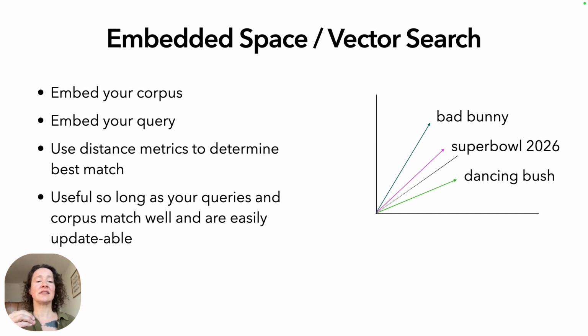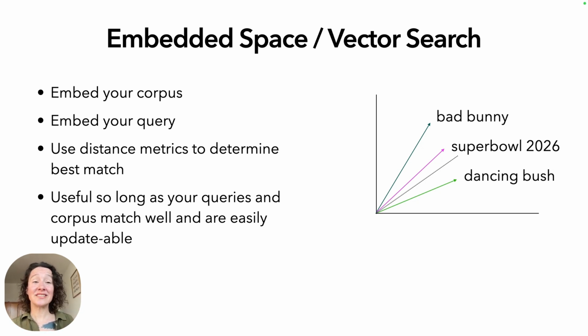Now, to get vector search working, you have to embed your corpus, you have to embed your query, and then you essentially have to have a good enough corpus and a good enough query that you can use vector distance metrics to determine the best match.